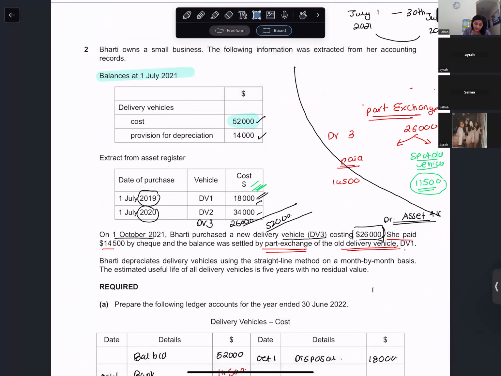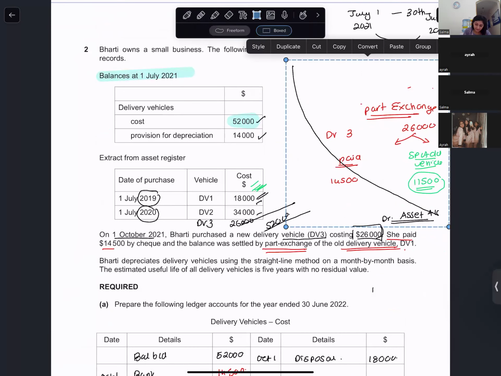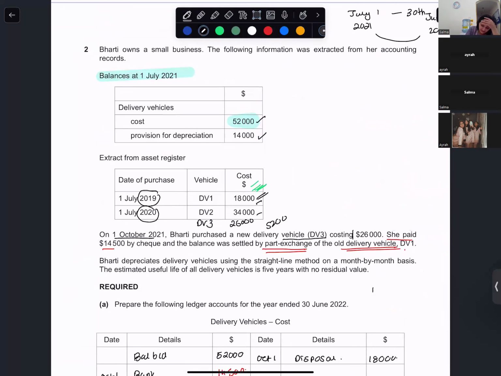Asset costing how much? 18,000. So asset costing 18,000 was disposed for 11,500. I have not received any cash. It is just a part exchange, right? Okay. So an asset is depreciated on a month by month basis.